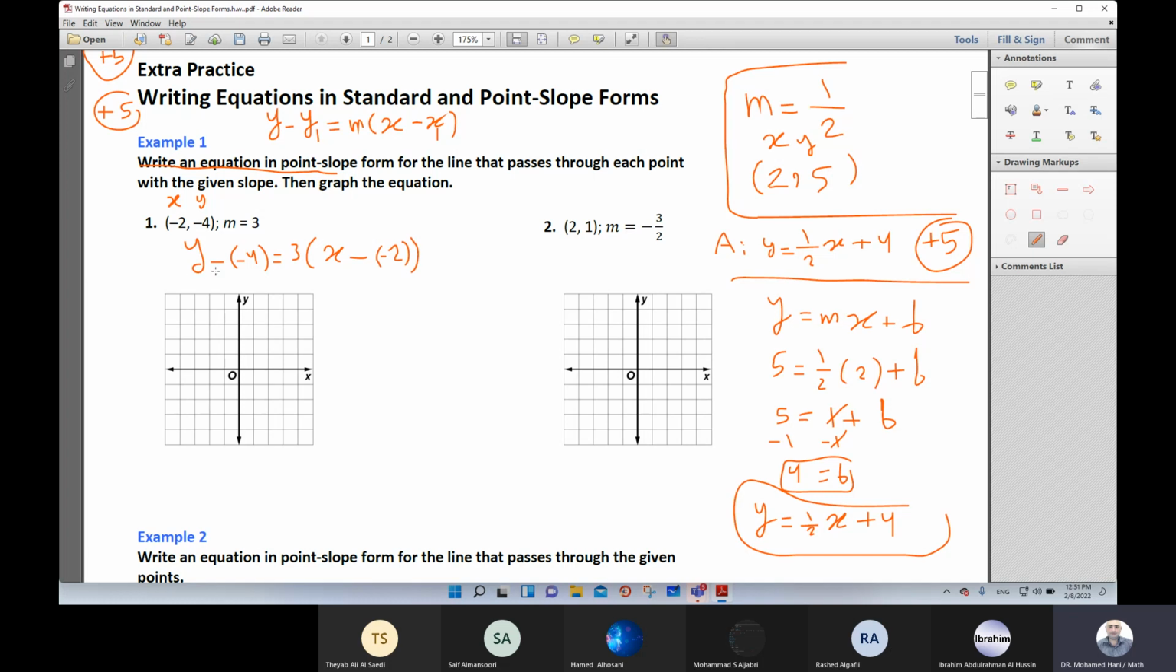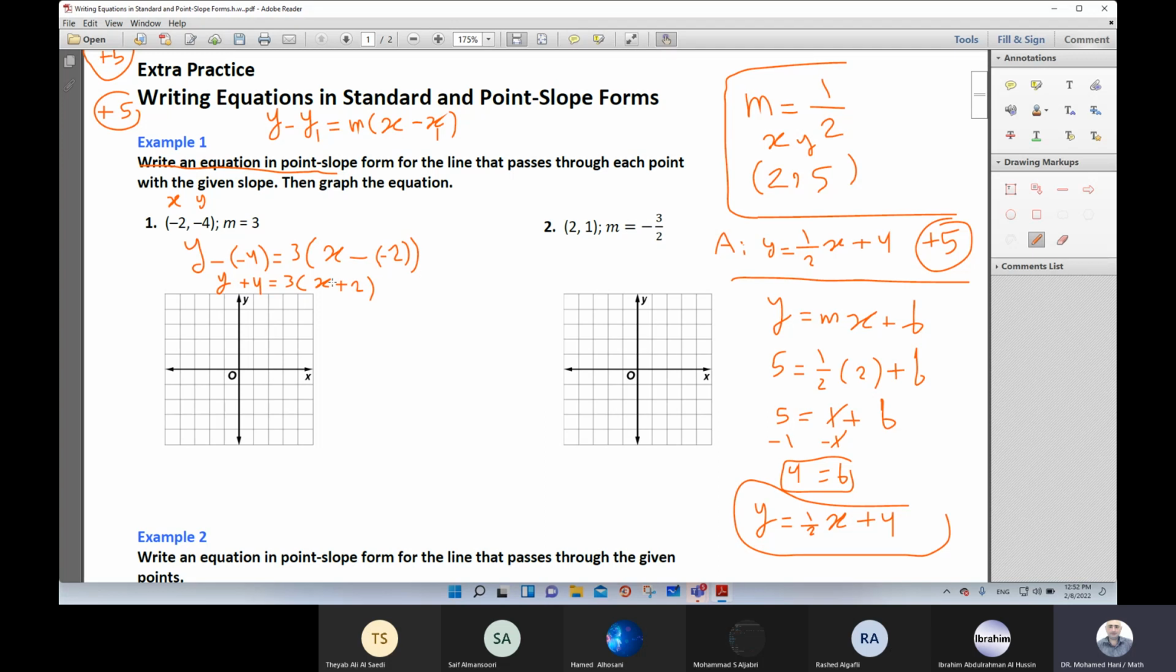So y minus minus, negative times negative will be positive. So we have y plus 4 equal 3, and here x minus minus means positive, so x plus 2. This is the equation.